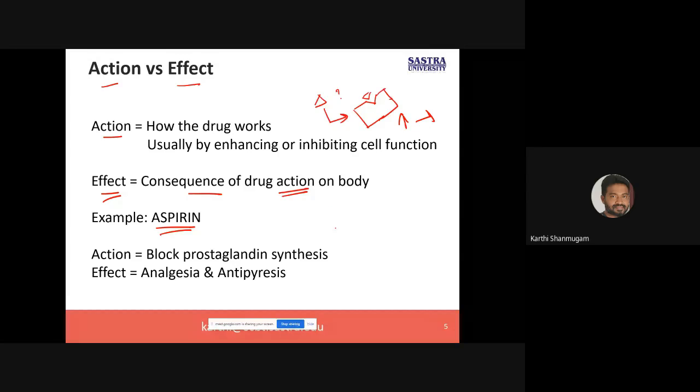So if you take aspirin, the biological action of aspirin is that it blocks a protein which is responsible for synthesizing prostaglandin. Okay, so it goes and binds to the protein that synthesizes prostaglandin. So the effect of aspirin is because of the inhibition of the protein which synthesizes prostaglandin. So this molecule produces the biological effect called analgesia or antipyresis. It reduces the fever, or it reduces the pain. Okay, all this is called the drug effect.